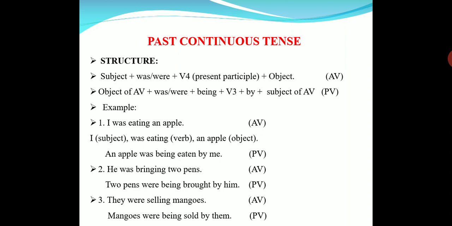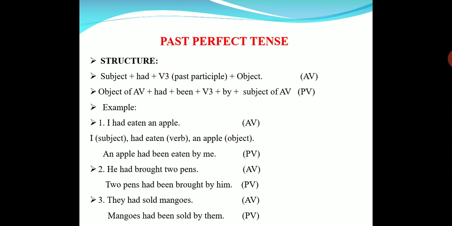So let us move to past perfect. What is the structure of past perfect tense? Subject plus had plus V3 plus object in active voice. In the passive voice, object becomes subject. So object of active voice plus had plus been plus V3 plus by plus subject of active voice in the place of object. Okay, let us see the examples.